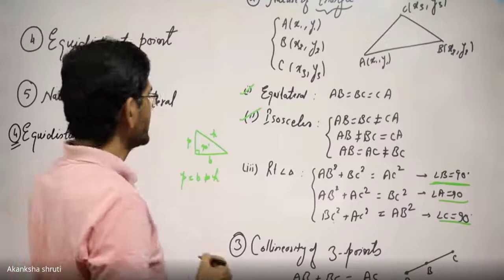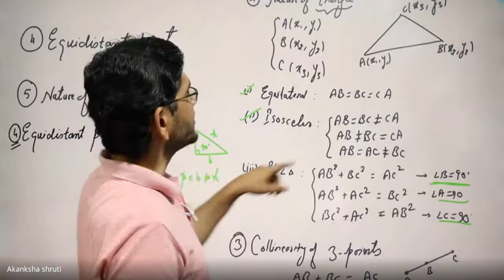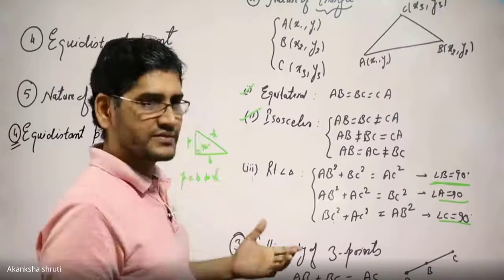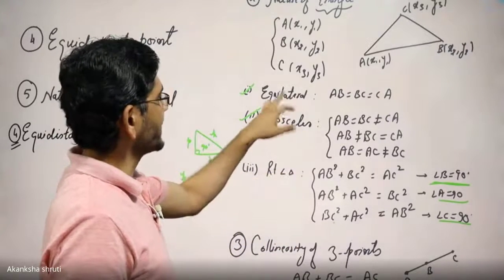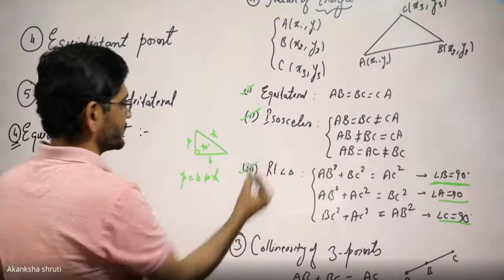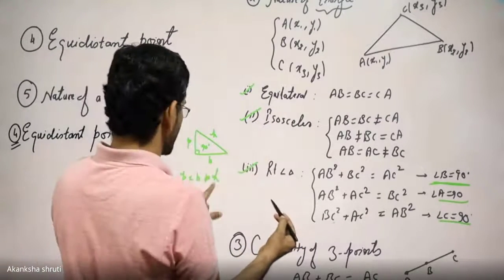Okay, students, for a triangle to be equilateral, each of these angles must be 60 degrees. Therefore, a right-angled triangle can never be equilateral, but a right-angled triangle can be isosceles.